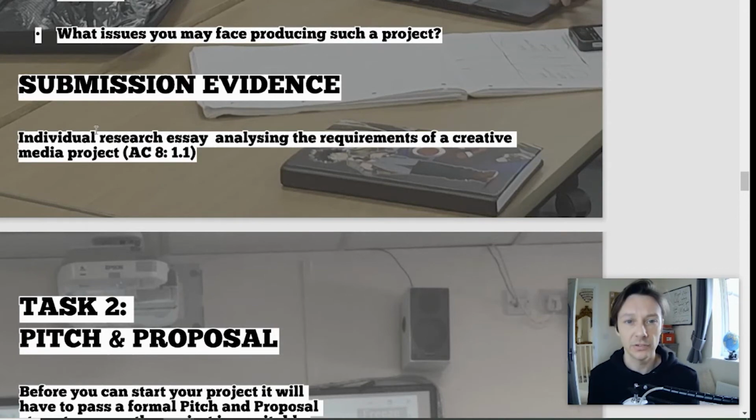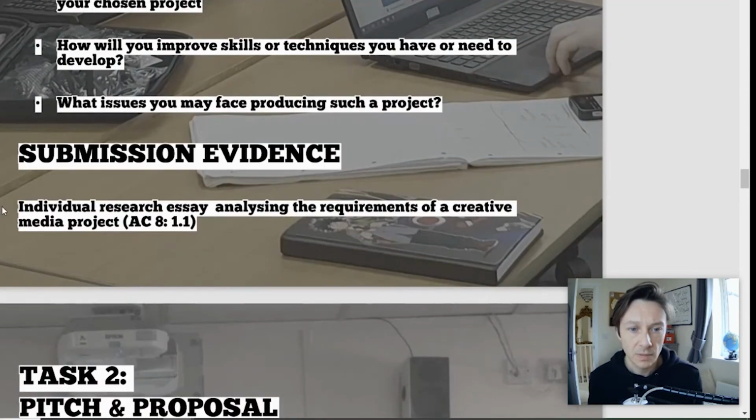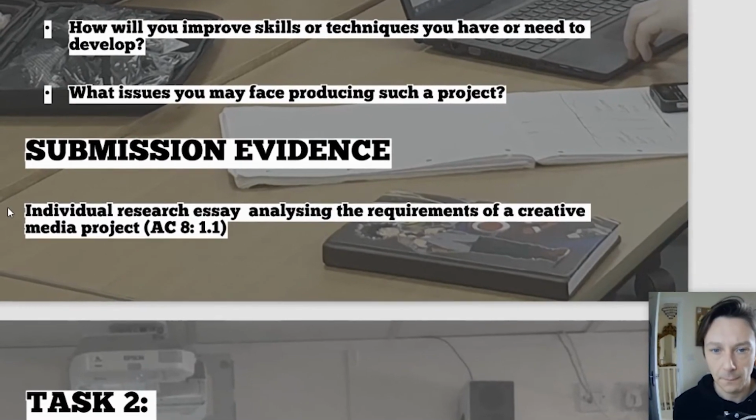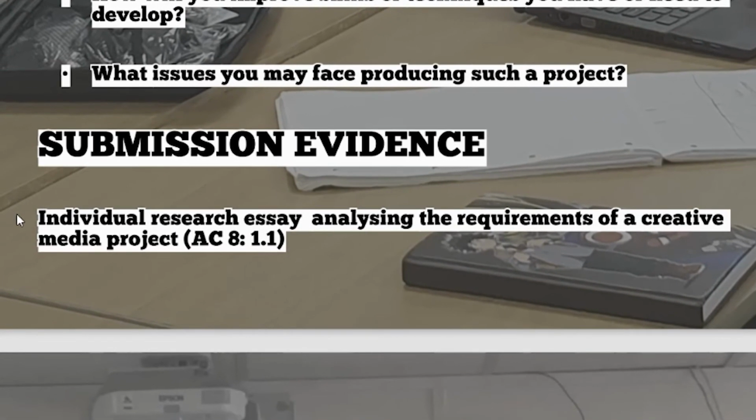Your submission evidence for task 1 is as follows. An individual research essay that analyzes, looks deeply at the history, the context, the background of your 5 media artifacts, and analyzes the requirements of a creative media project, what is needed to create something as great as your 5 great examples. This will satisfy the first part of the final major project criteria, which is Unit 8, 1.1.